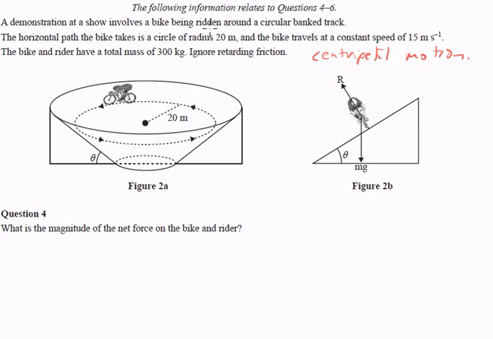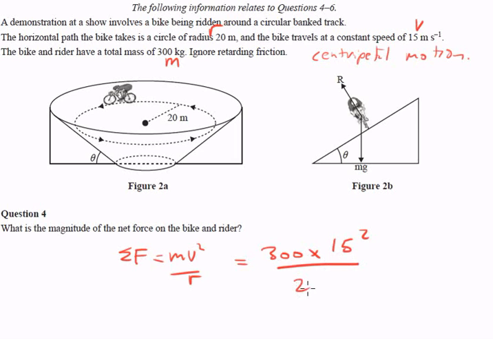We've got the radius here, 20 metres, speed of 15 metres per second, and the mass of 300. What's the magnitude of the total force on the bike and rider in a circle? The total force equals mv squared on r, which, when you put the numbers in, is 300 times 15 squared on 20. With your calculator you should get 3375 newtons.